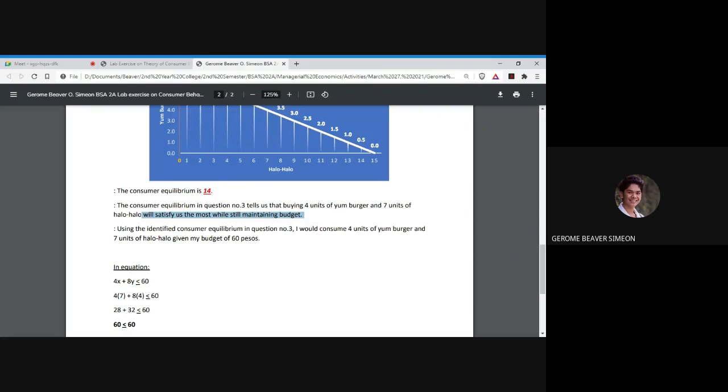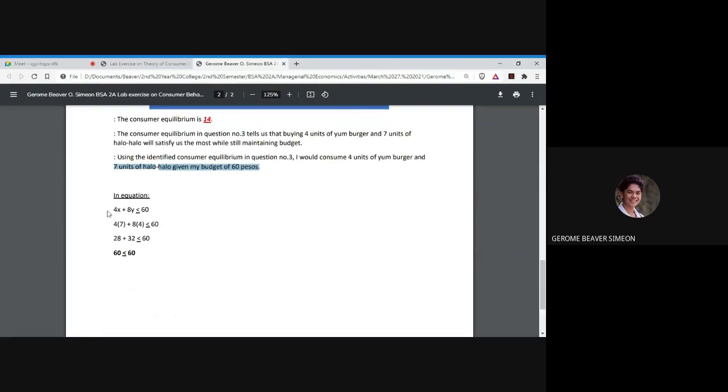So we have an equation for that right here. The problem asks us again how many. So that is 4 units of Yum Burger and 7 units of Halo Halo. All right, so in equation, you can see that using the linear equation I produced, 4x plus 8y is less than or equal to 60. X will be the halo-halo, which has a unit price of 4, and y will be the Yum Burger, which has a unit price of 8.